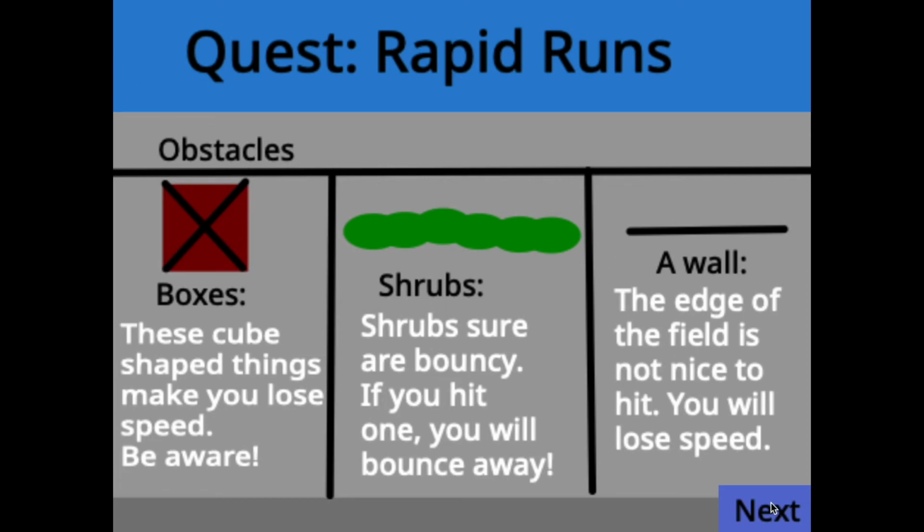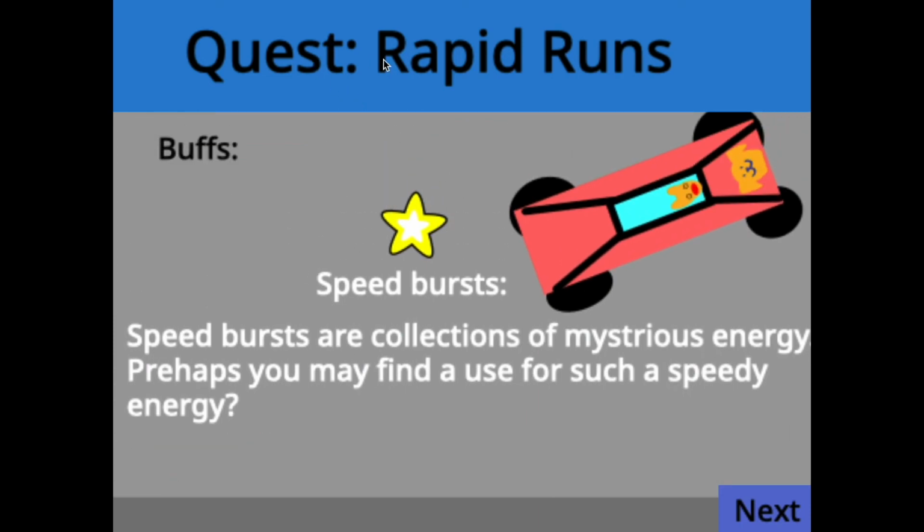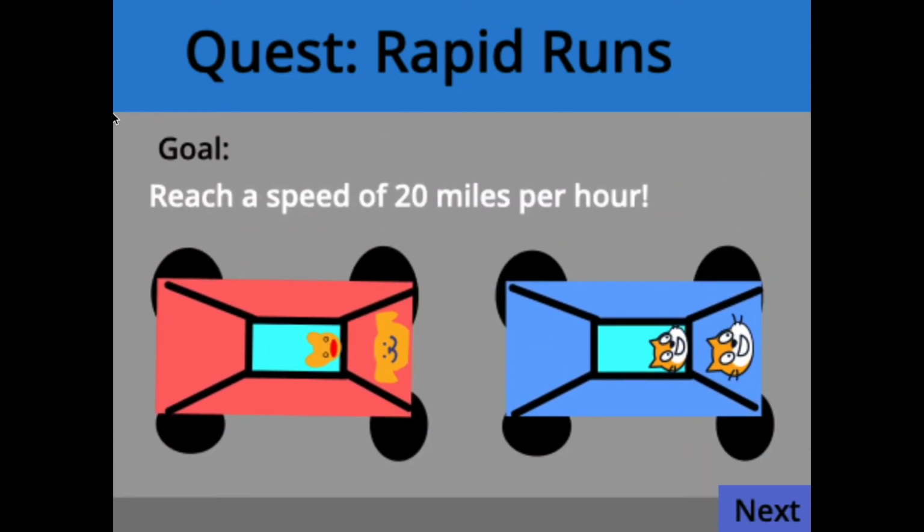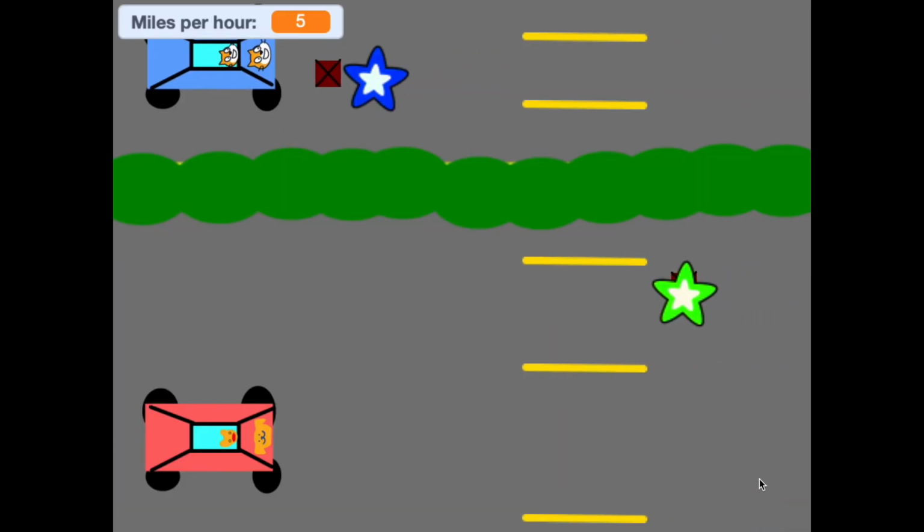And if you click this next button again, there will be another page. The buffs. The speed burst is a buff. And then it also has its own description. And if we click on this again, we'll have the goal. Now, the goal is to reach a speed of 20 miles per hour. So if we click next, we get into the game.